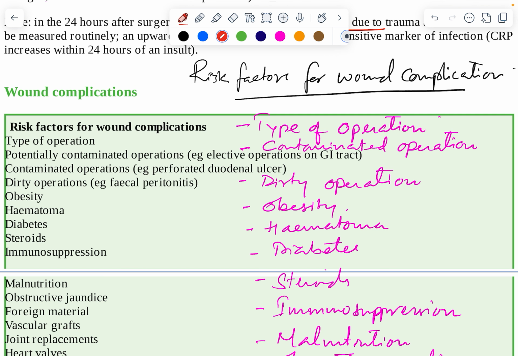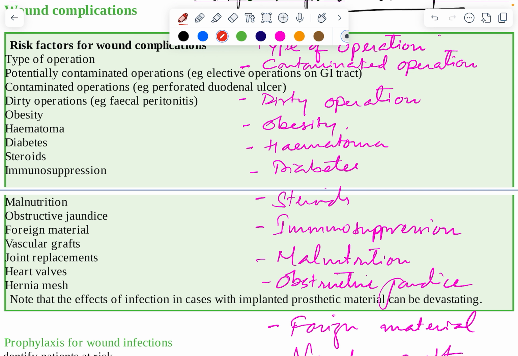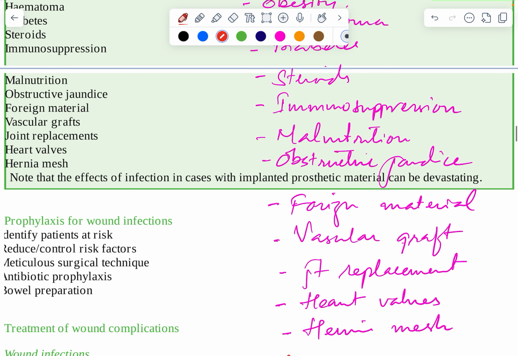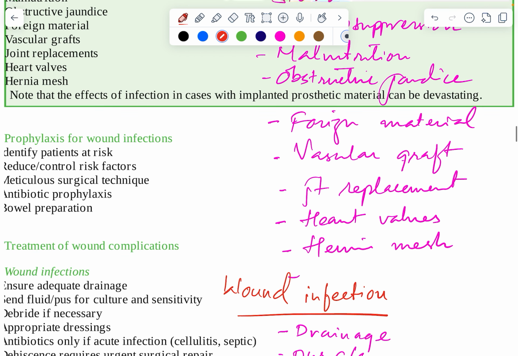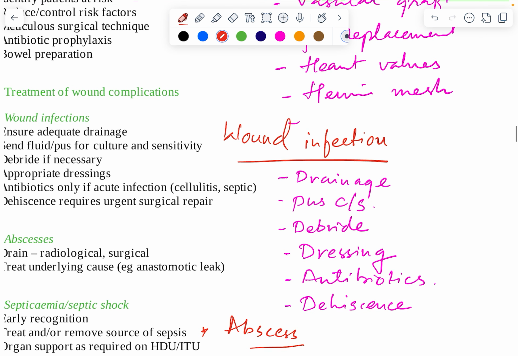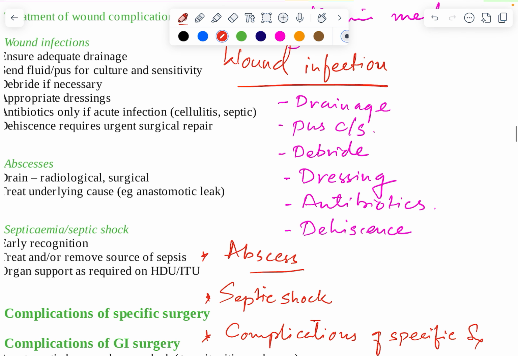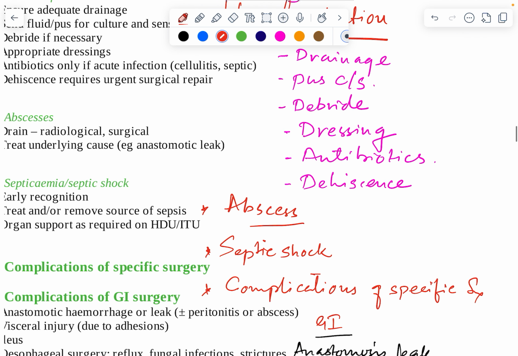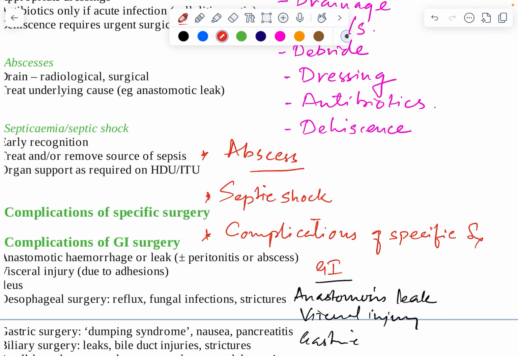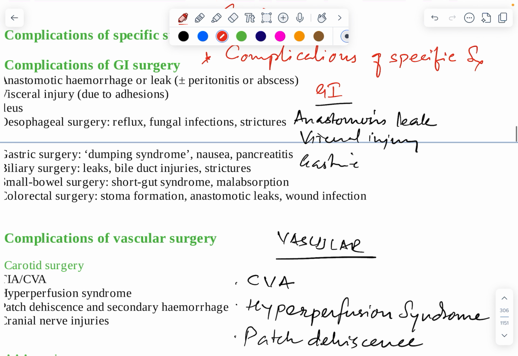What are the wound complications? It depends upon the type of operation and the potential contamination: clean, contaminated, or dirty operations. Obesity, hematoma, diabetes, steroids, malnutrition, obstructive jaundice, foreign materials, and grafts all may lead to wound infection. For prophylaxis, identify the patient's risk, control risk factors, use meticulous surgical technique, antibiotic prophylaxis, and bowel preparation. Treatment of wound complications: ensure adequate drainage, send fluids or pus for culture and sensitivity, use appropriate dressings, and give antibiotics only if infection is there. Abscesses should be drained. For septic shock, treat early and remove the source of infection. Septic shock is a complication of infection.